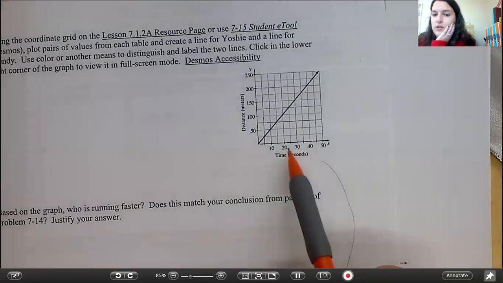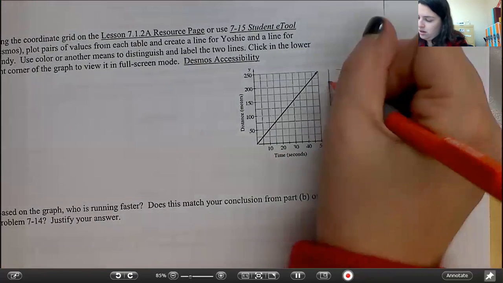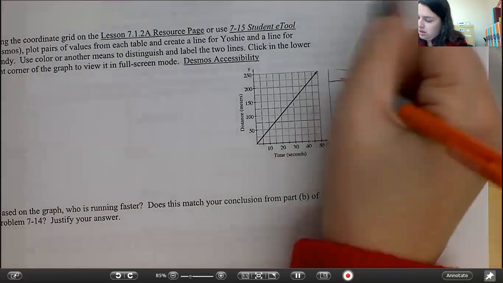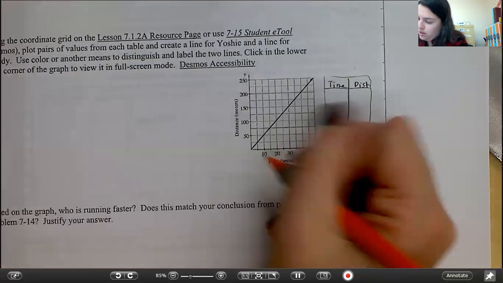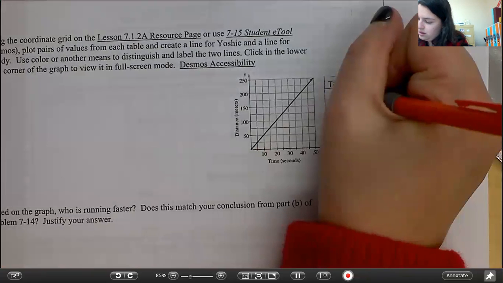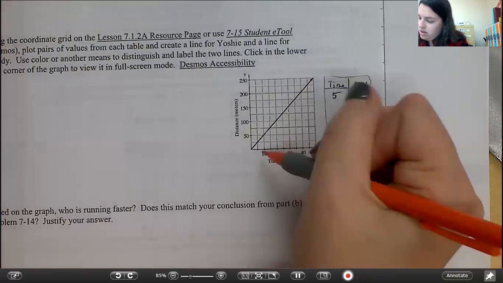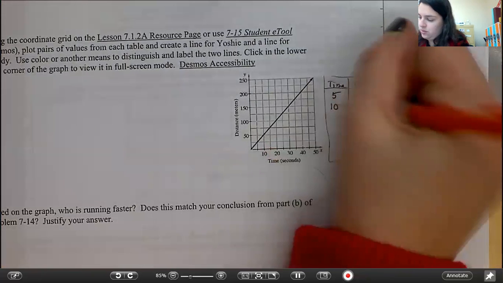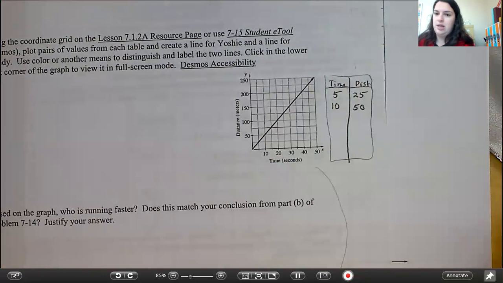Okay. So again, if you weren't sure by looking at this graph, you could have made a table. Okay, so if this is time, this is distance. We know 5 seconds passed, she ran 25 meters. 10 seconds passed, she ran 50 meters, etc. So you could also make that into a table to help you visualize all this.